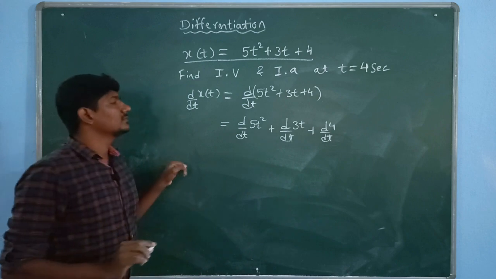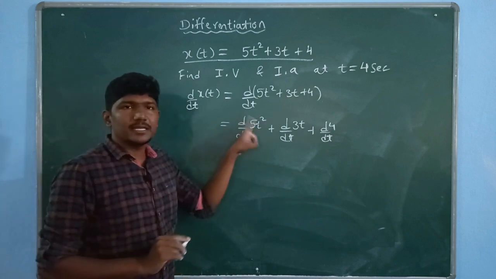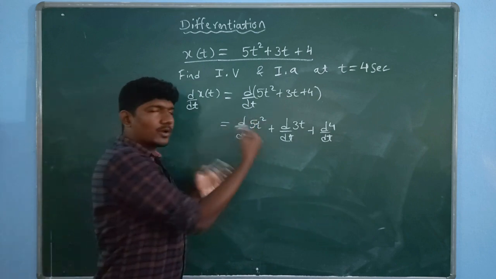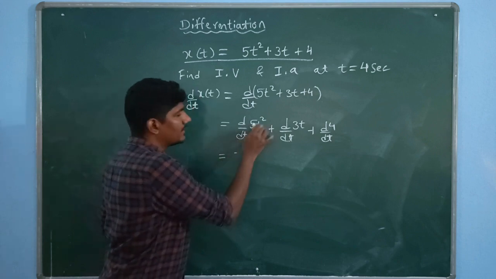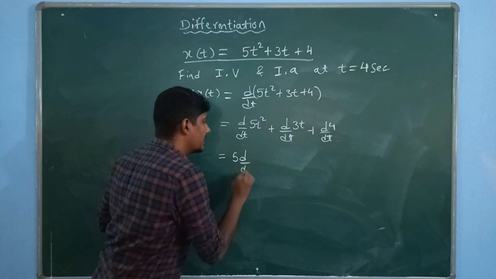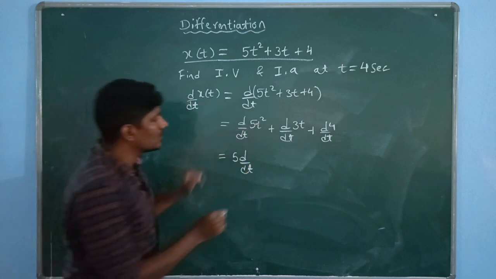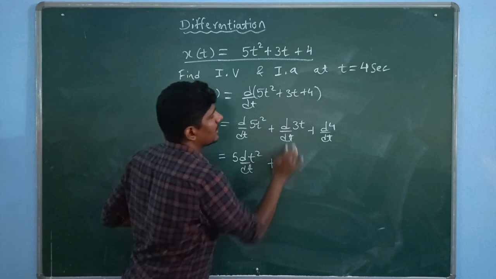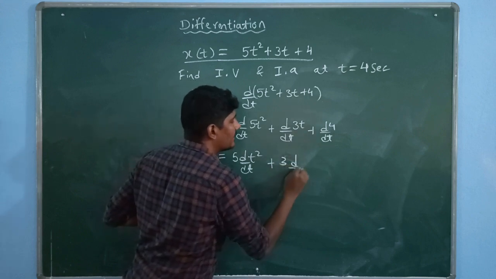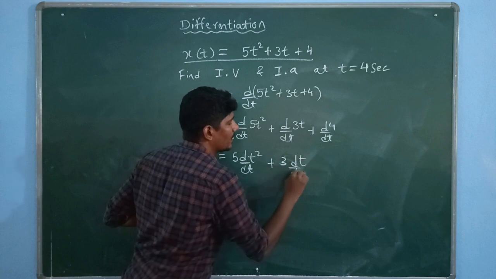Okay. Next step, differentiate this 5t square. Here you can use product rule also, directly also we can do. Keep 5 outside and differentiate t square. d by dt, keep 5 outside and differentiate only t square. Then here keep 3 outside and differentiate t with respect to t.